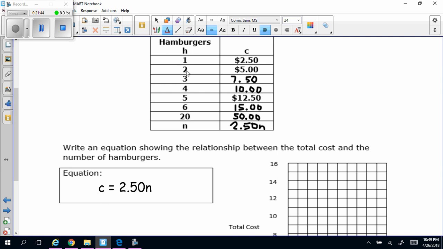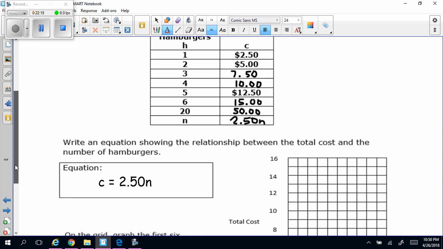When I have 2 hamburgers, I'm going to plug in the 2 hamburgers. If I plug in 2 hamburgers and multiply by $2.50 per hamburger, I'm going to get the total cost of 5. When looking at your equation, you can test this out by plugging each value in. So our equation should be C equals $2.50 times n. And remember that when they're stuck together, that lets us know it's a multiplication.